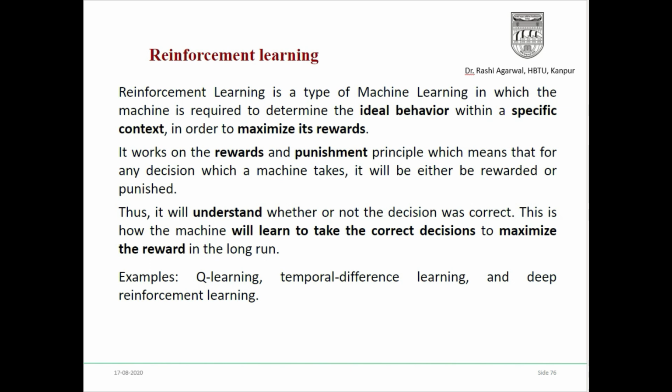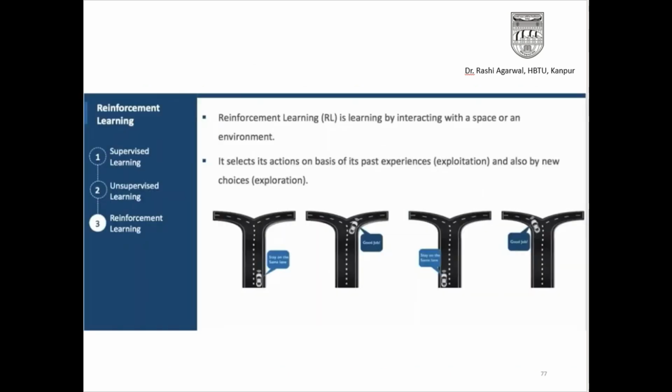So there are lots of algorithms which work on this principle: Q-learning, temporal difference learning, and deep reinforcement learning, which we will talk about when we move specifically onto the reinforcement learning algorithms. So this has lots and lots of applications. You know about these automatic cars, self-driving cars. They also start learning by reinforcement. They keep interacting with the space environment, and they select actions based on the past experiences that they take to be able to make choices.